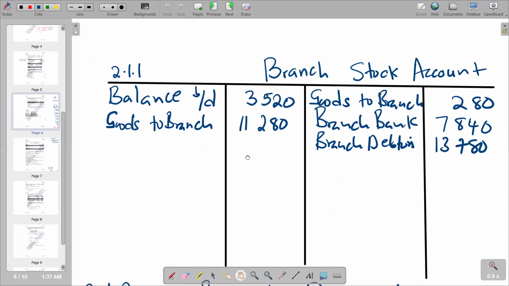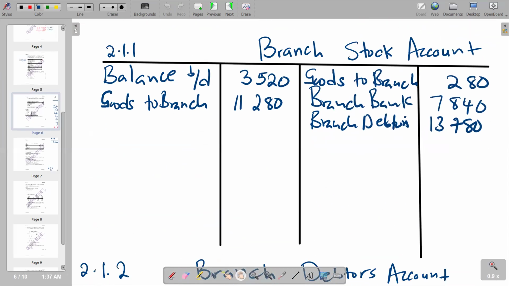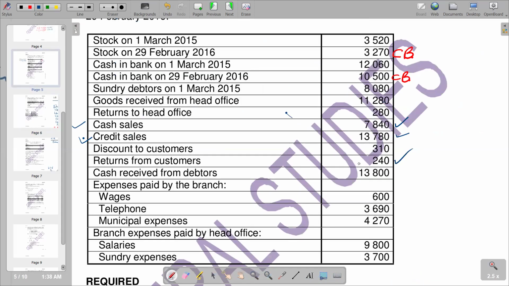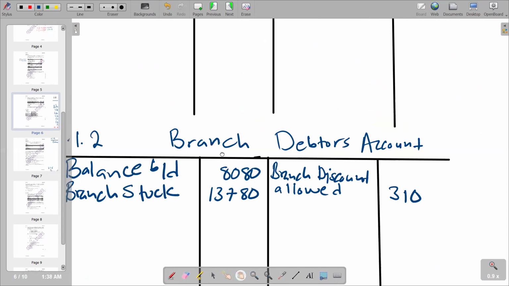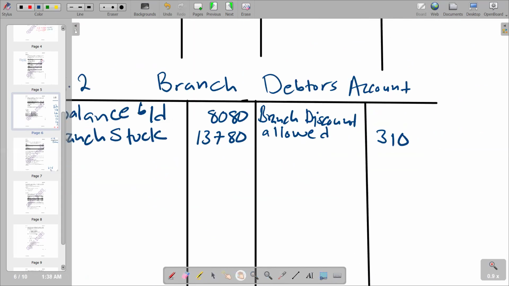So we can start with the one that we are debiting, which is going to be the branch stock account. For the branch stock account, we go to the debit side and we say branch debtors, and then we add 240. And then the corresponding entry, credit branch debtors account. So they're just going to say branch stock. So basically, this is what we have.